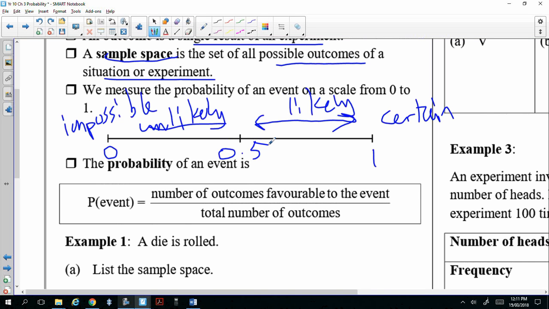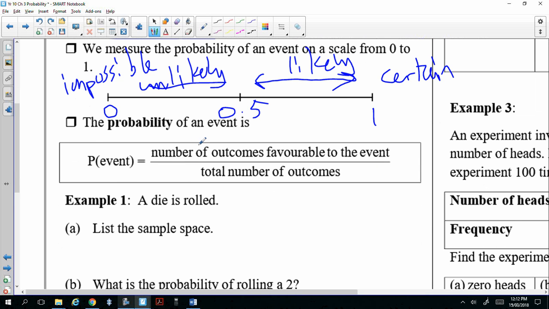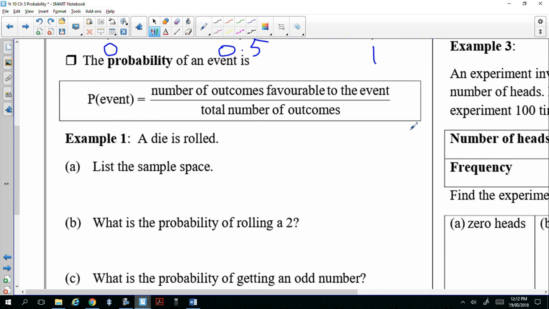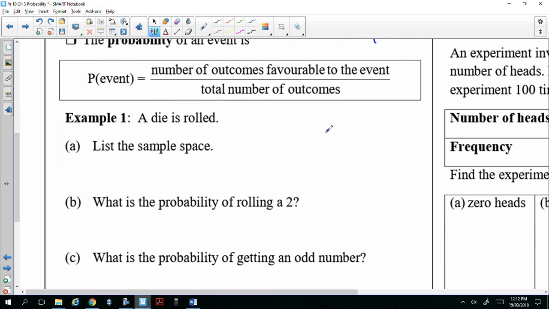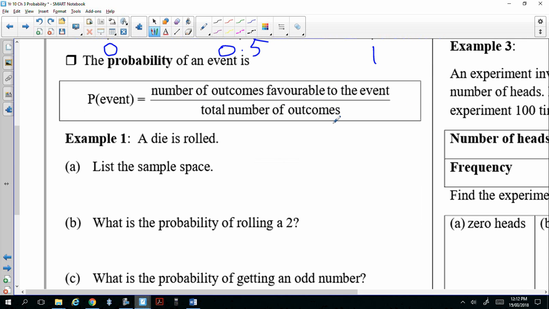So there's a formula to calculate the probability, which is this formula here. Number of outcomes favorable to the event divided by the total number of outcomes. Okay, just need to stress that, even though you probably know it. All right, let's look at the experiment. We'll roll a die. This is the sample space. What's a sample space? All the possible outcomes. So the possible outcomes are 1, 2, 3, 4, 5, 6. 6 outcomes. So sample space are the actual outcomes.